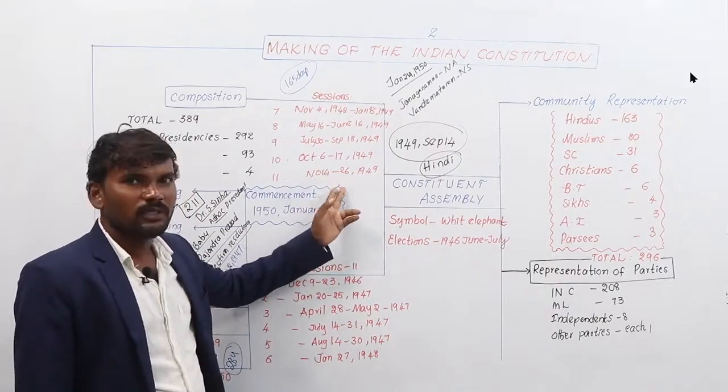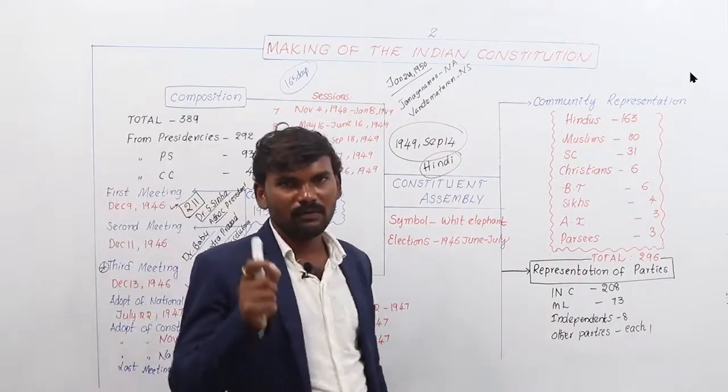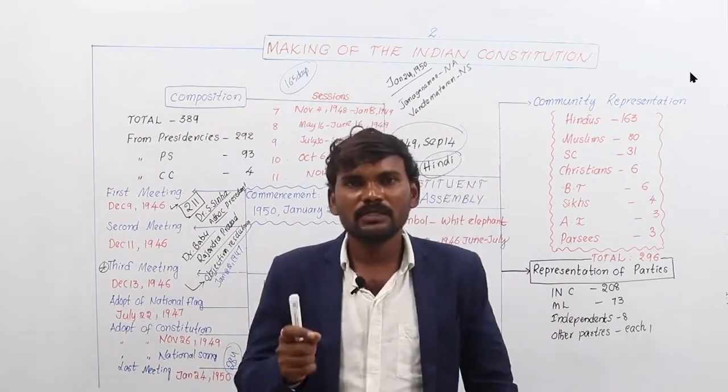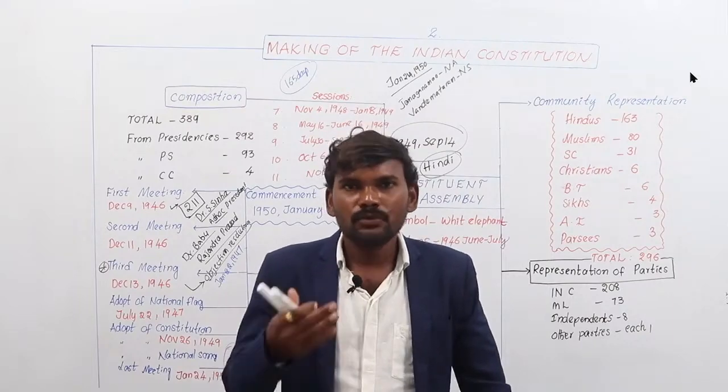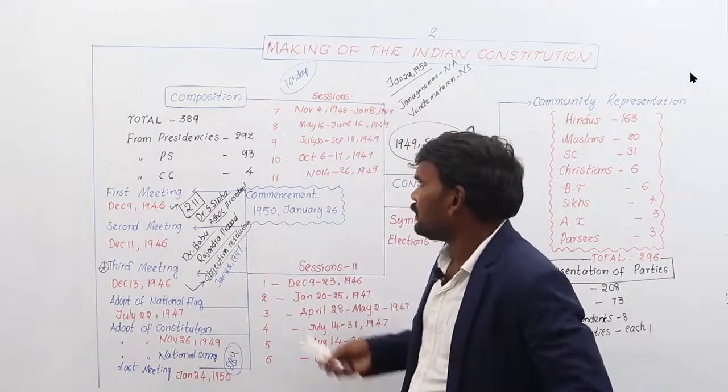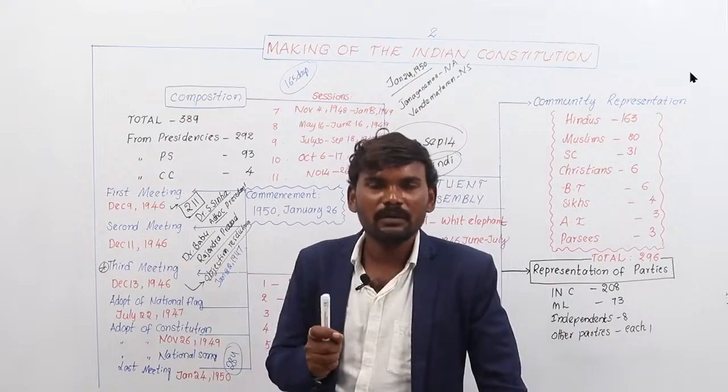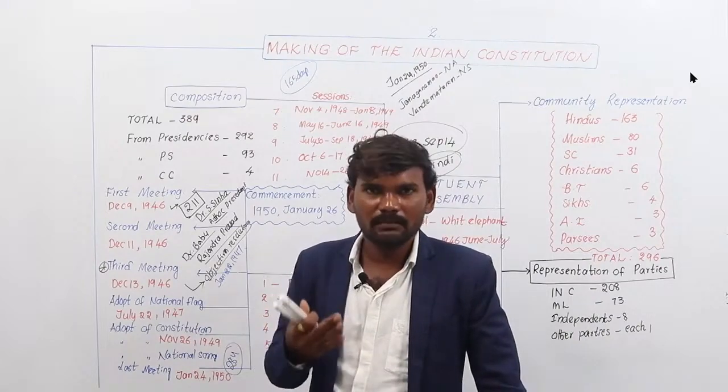Here, January 24 is not mentioned in the 11th session. Why? Because January 24 was not an official meeting of the Constituent Assembly. It was just a formal meeting to take the signatures of the Constituent Assembly members on the draft constitution. That's why it was not considered in the 11th session.